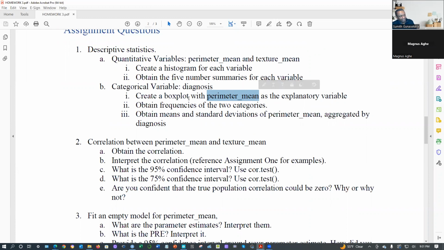Create a box plot with perimeter mean, taking this one as the explanatory variable. That's what it says, the way they have written it. Create a box plot with perimeter mean, this is y, and taking this one as an explanatory variable.